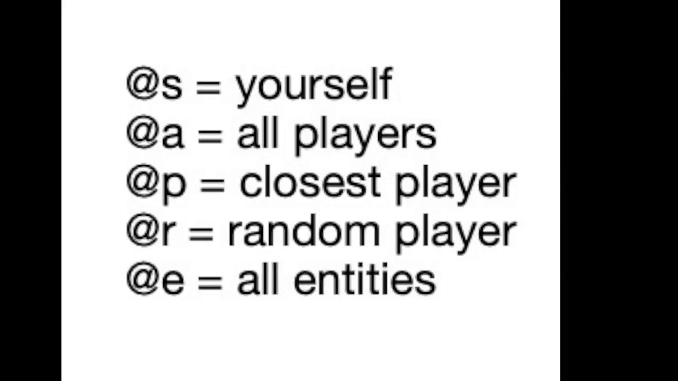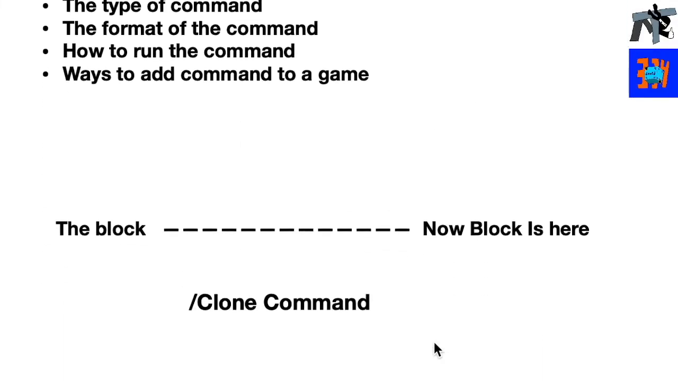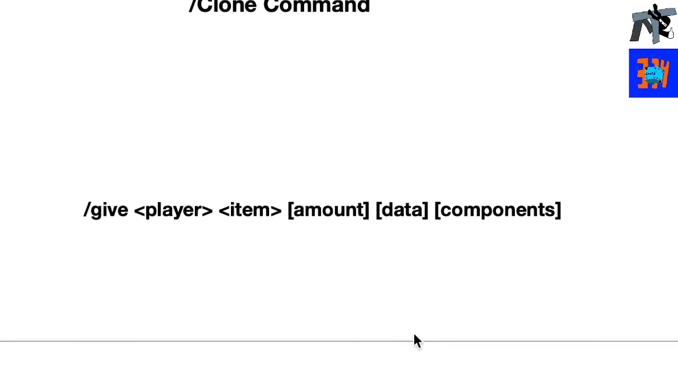This is just another way of looking at the identifiers. So if you want to save this, so that you always know what the identifiers are. But anyway, let's go and look at the give command format. So we've got /give, so this is the type of command. You can think of the / as telling the system that you are ready to run a command, or that you want to run a command.